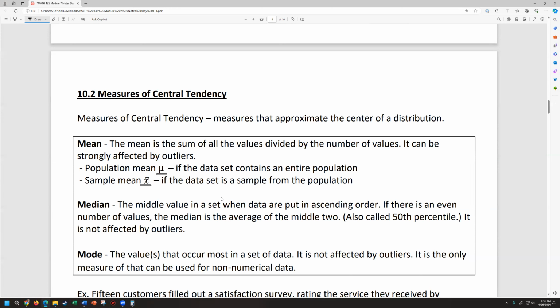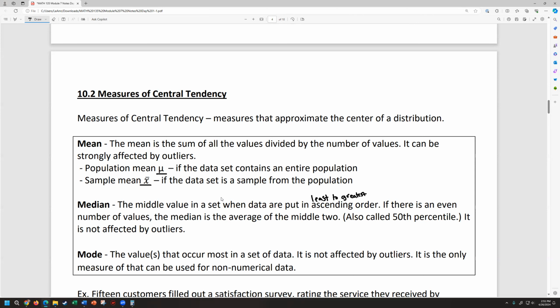Okay? The median is the middle value in a set when the data are put into ascending order. That means from least to greatest. So in case you don't remember what that means, I'll write that in. Least to greatest. If there is an even number of values, you've got to be careful about the median because there are two numbers in the middle, and we're actually going to average them and find what is halfway between the two middle numbers.